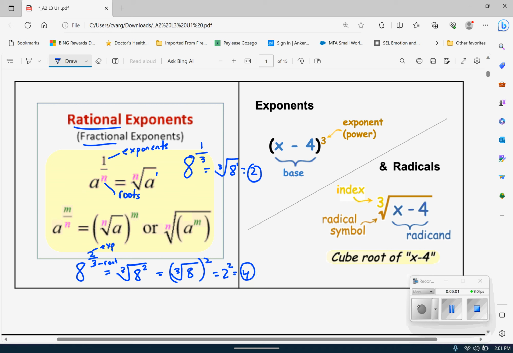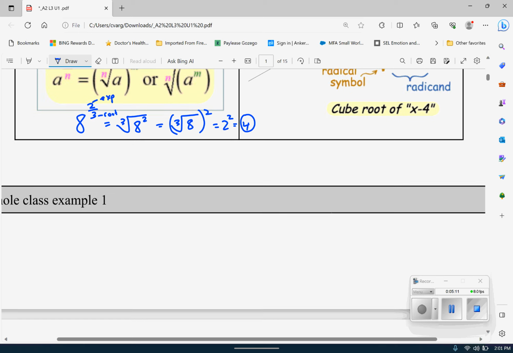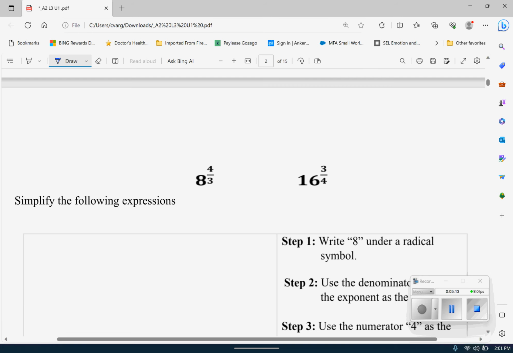So our final answer here is 4. All right, so exponents, powers. This number right here, the number that's down, is usually our base. This is just some terminology that you can use. So we're going to go ahead and do a couple of problems.